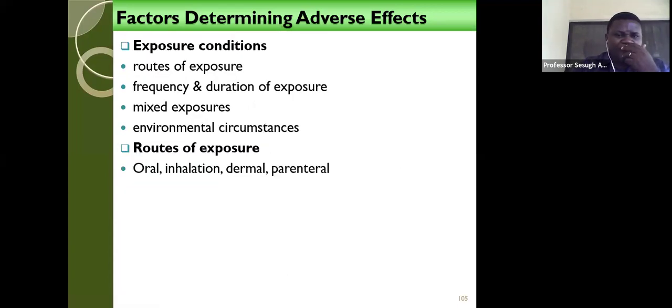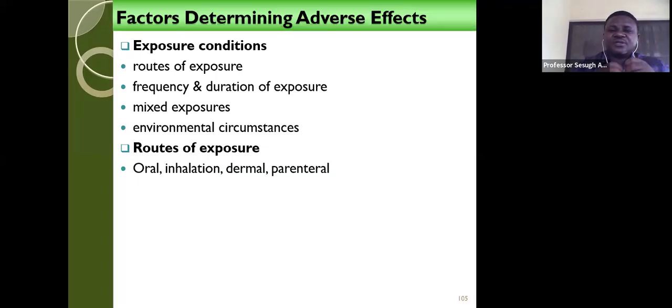Now, we have looked at this. No, we have not, but I think these are also familiar routes. Just trying to tell us the routes through which these chemicals can pass through before affecting us. So you have exposure conditions, you have routes of exposure, frequency, and duration. So the route in which the chemical passes through to affect human health, for instance, is also very important.